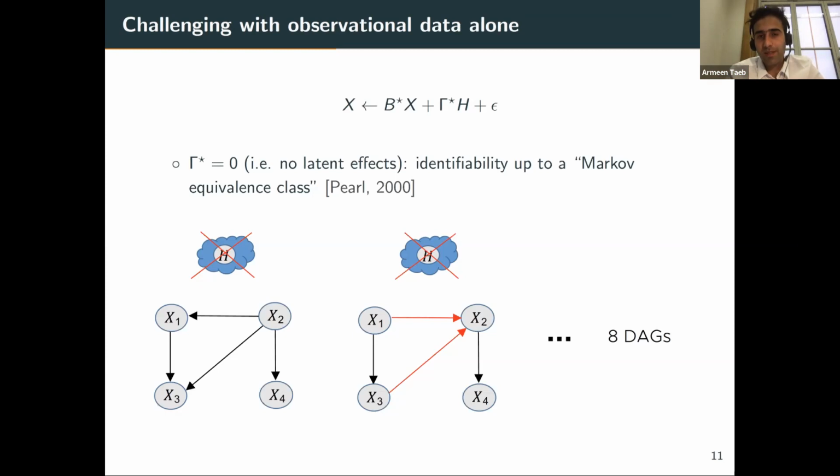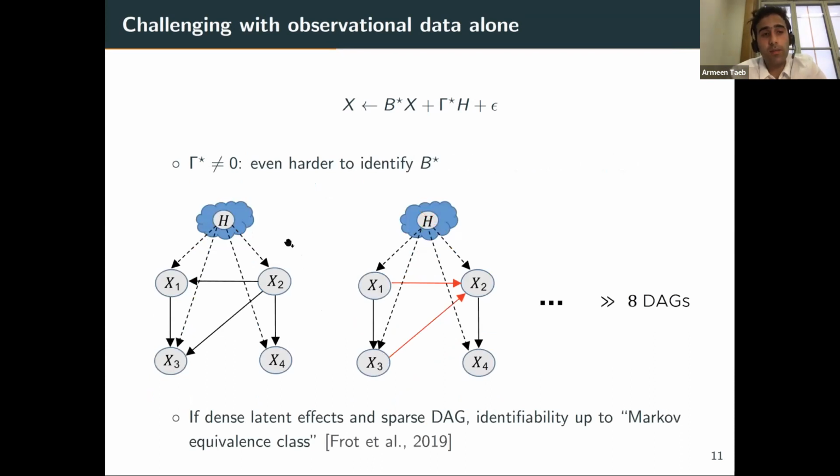And hence you cannot, in some ways, distinguish them. So in this toy example here, I have a DAG with no latent variables. And there are 7 others in the equivalence class that are equally representative of the data. And you can go from one DAG to another DAG by appropriate edge reversals. Now the situation becomes even harder when there are latent variables, so gamma star is non-zero, and the equivalence class will be potentially far larger. Now if you start imposing certain assumptions on the underlying model, such as dense latent effects, meaning that the latent variable affects many of the observed variables, and that the underlying DAG is sufficiently sparse, then you have identifiability up to a Markov equivalence class.